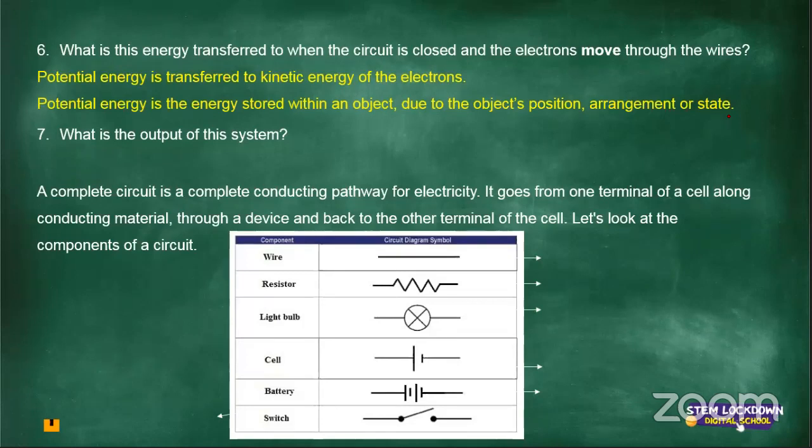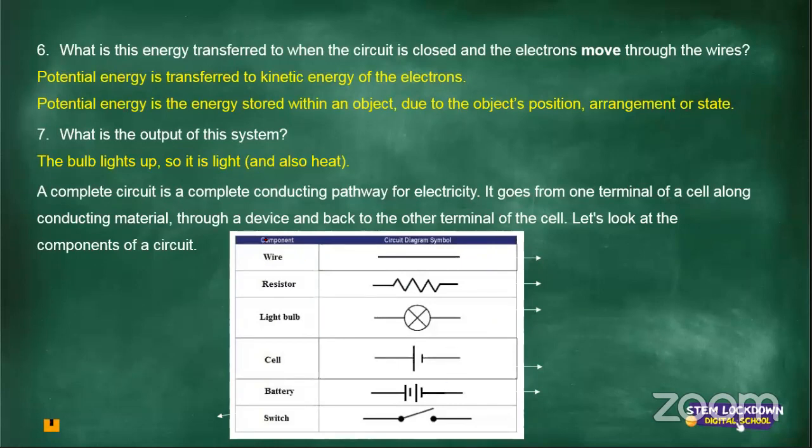Hi, ma'am. Hi. May I answer number 7? Okay. So, ma'am, I think the output of the system is light energy. Oh, excellent. Well done. Very, very good. Well done. So the output of this system is light energy. Can also be heat because the light is giving off heat. But the answer is the bulb lights up, so it is light energy. That's the correct answer.